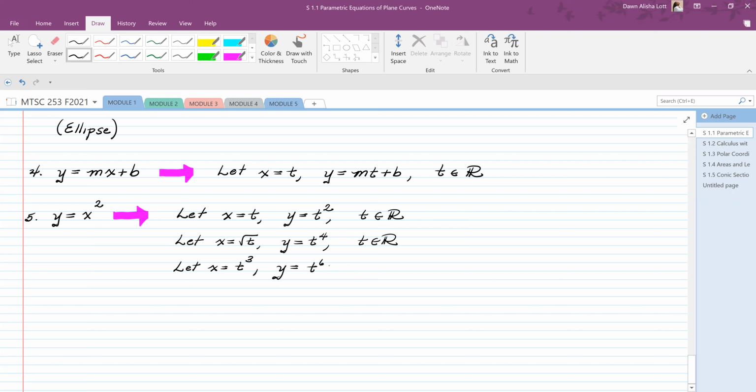Something about that seems weird to me. Something about the second one doesn't seem right. If x is t cubed, then y is t squared. So this one should just be t.